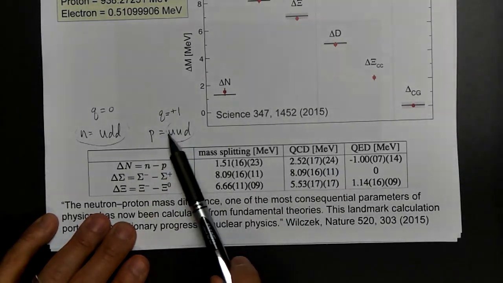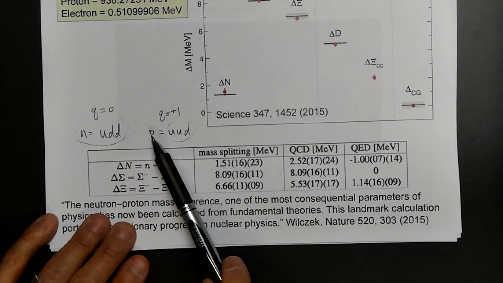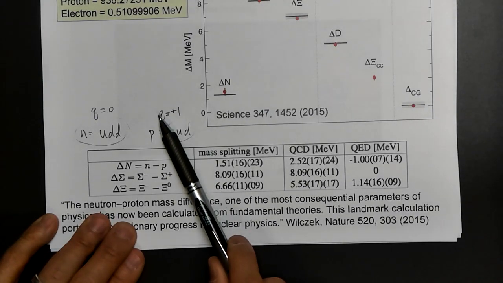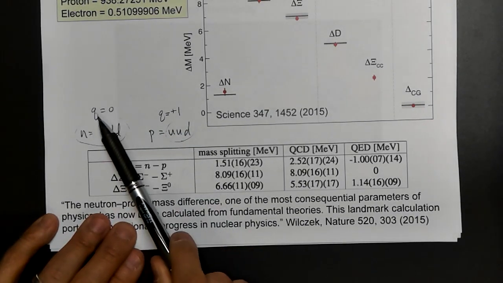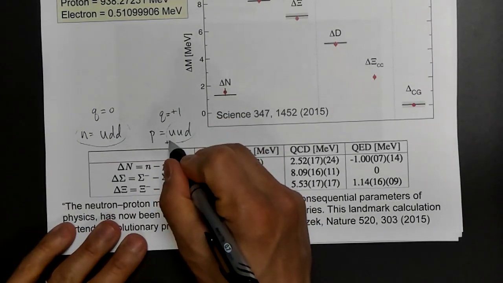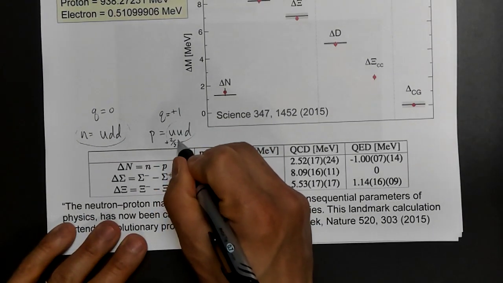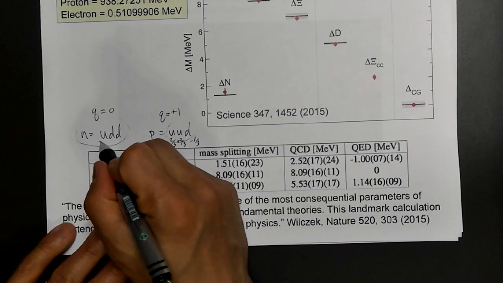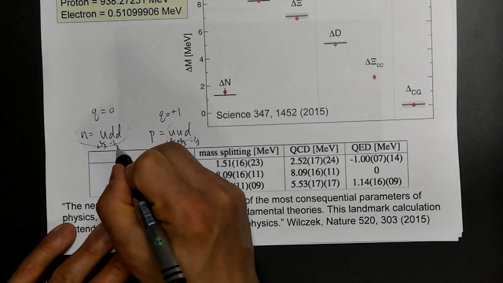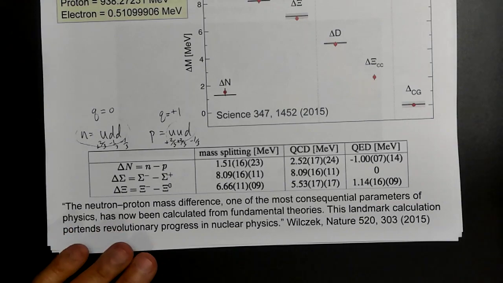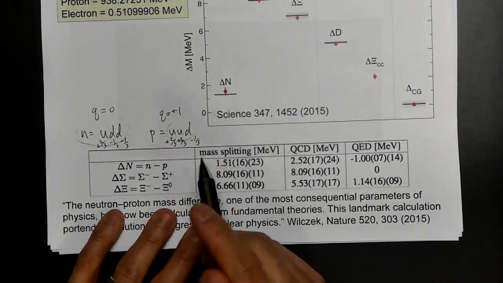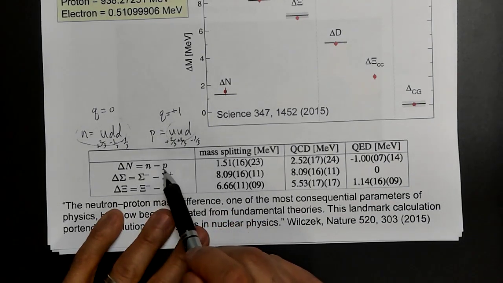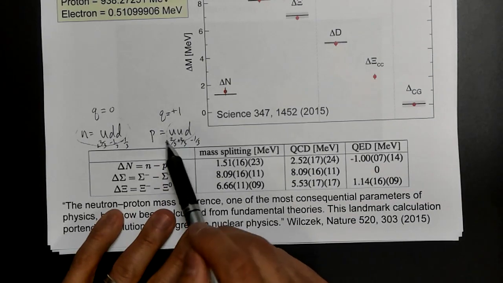Now, there's also a difference between the neutron and the proton coming from the electromagnetic effects, the fact that the proton has a charge of +1 and the neutron has a charge of 0. So remember, the up quark has a charge of +2/3, and the down quark has a charge of -1/3, and so when we add these together, we have +1 for the proton and 0 for the neutron. And because the proton has charge, there's some repulsion here. As a result, that tends to make the proton mass a bit larger.